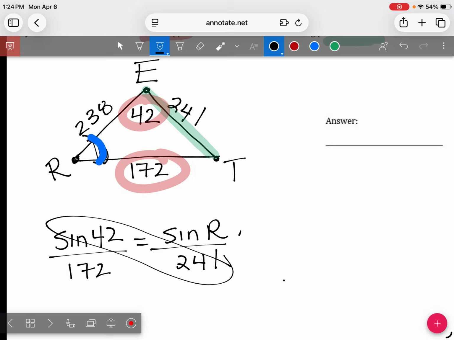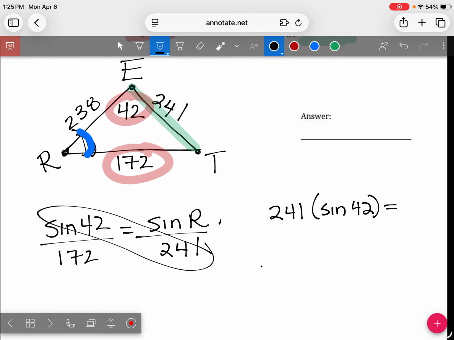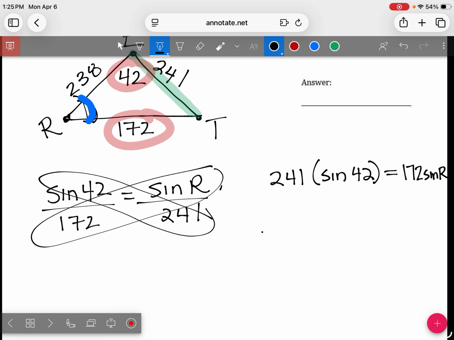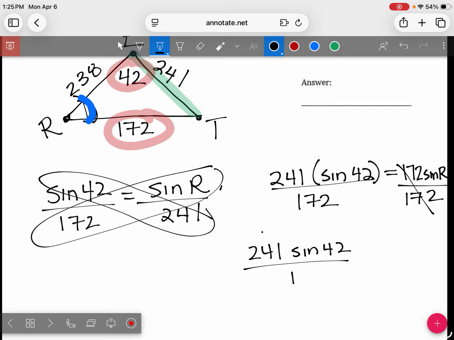So if I go this direction, that would be 241 times the sine of 42 equals, and then if I go this direction, 172 sine of R. Uh-oh, screen is trying to freeze. We're going to divide both sides by 172. There we go. Which is going to give me 241 sine of 42 over 172 equals the sine of R.